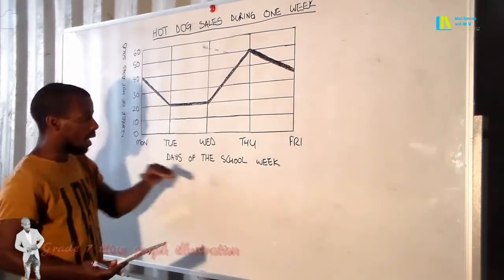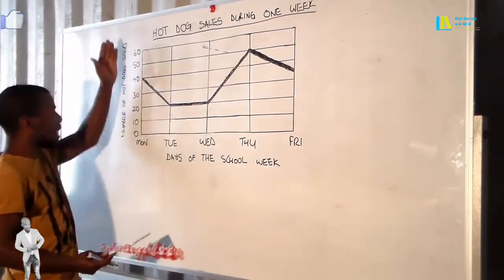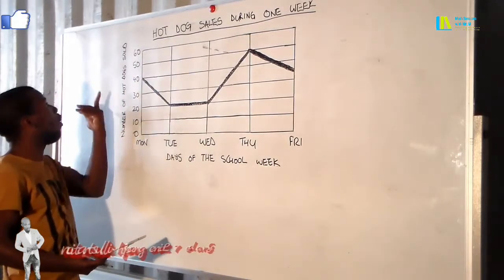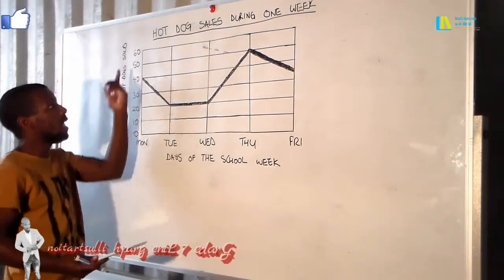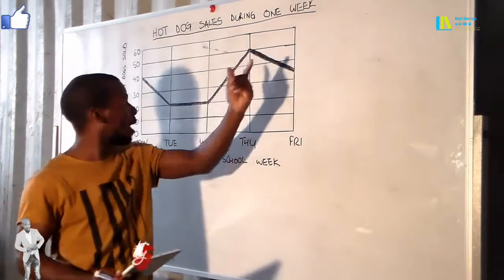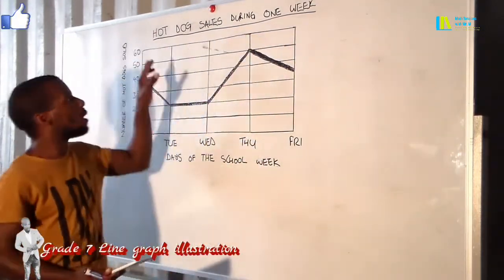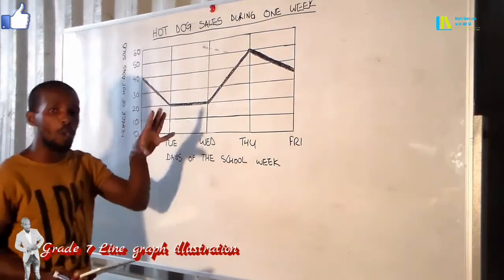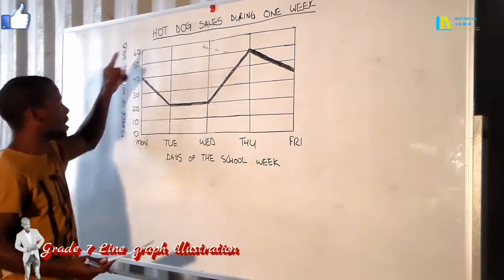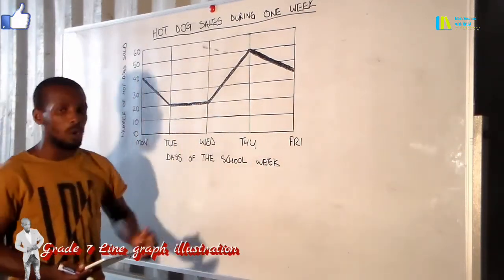This side here, the horizontal side. So the vertical side, which has numbers, is the number of hot dogs sold. And that is the heading of the graph, which is hot dog sales during 1 week. Now, these are the things that are expected of you when you are drawing a graph, because there is a mark on that one, and a mark on that one, and a mark on that one.